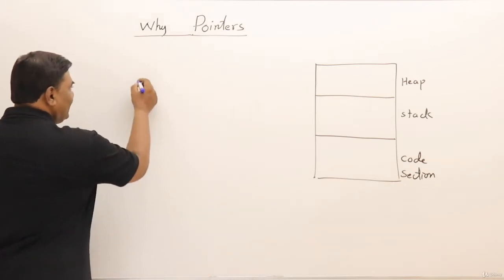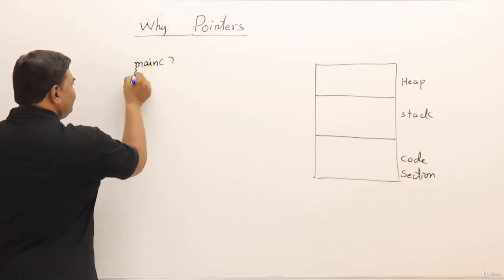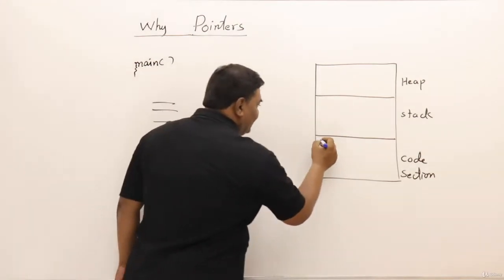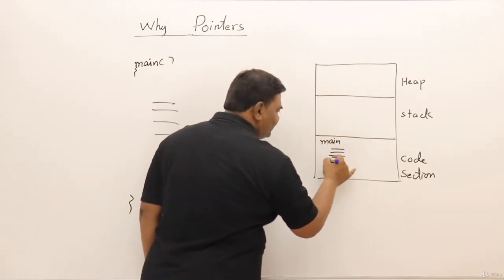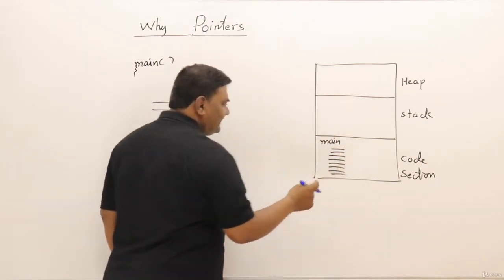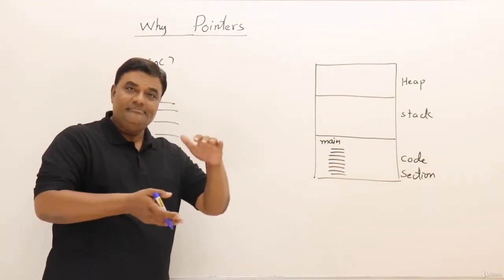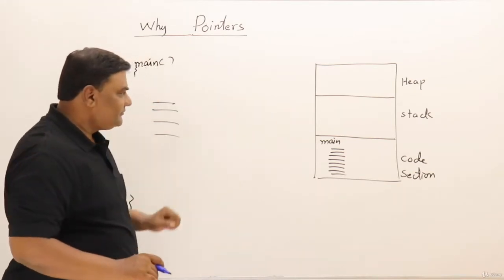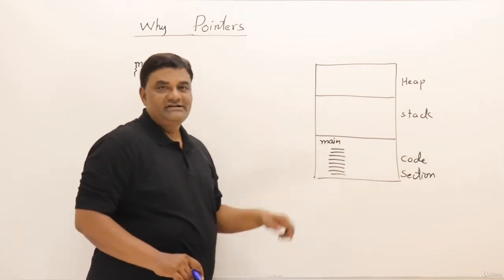Suppose you have your program, that is your main function. Whatever you have written in this main function gets converted to machine code, and when you are running it, that main function will be loaded in the code section. So I'm just taking the main function. Now your program may have a lot of other functions, but just say main is a program. Okay, let us assume this. This is a program that is there in the code section.